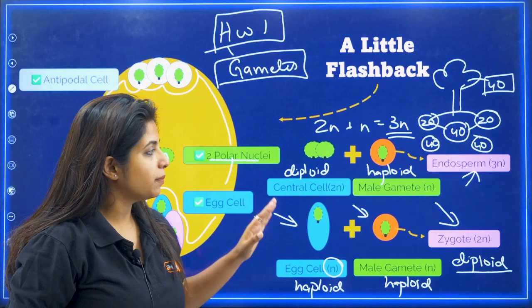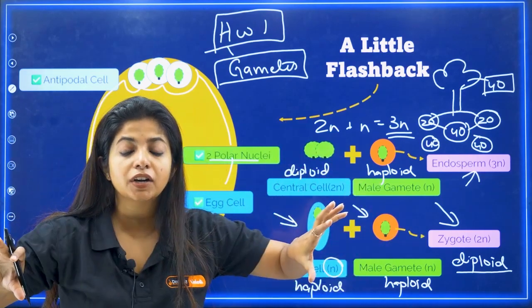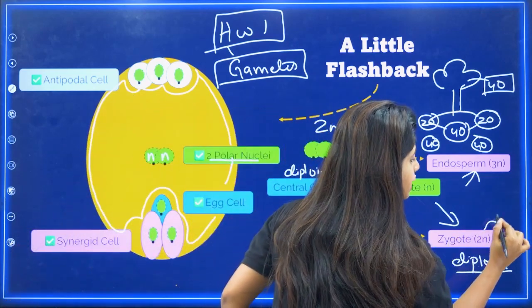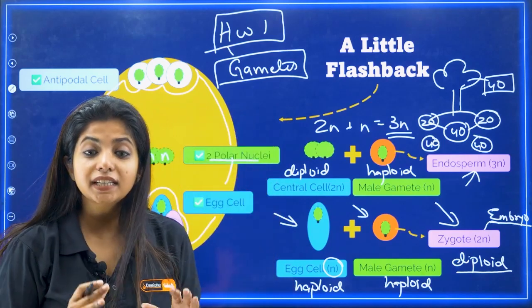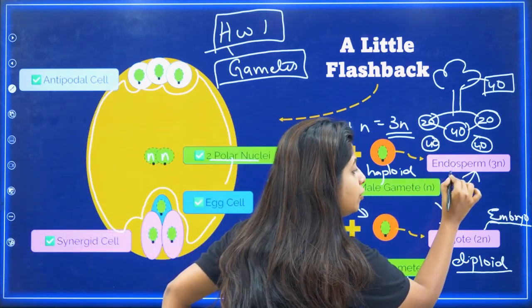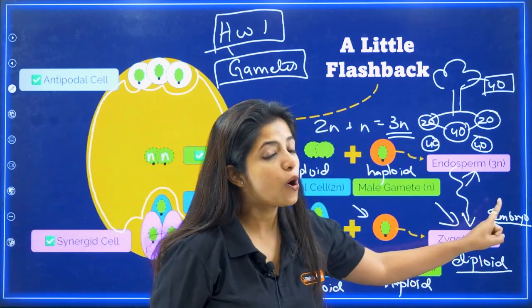Okay. Now, my dear children, over here, the zygote has to undergo mitotic division and increase its number to form something that is known as the embryo. Now, for doing that, it needs nourishment. Who nourishes it? It is the endosperm that will be nourishing the zygote to form the embryo.